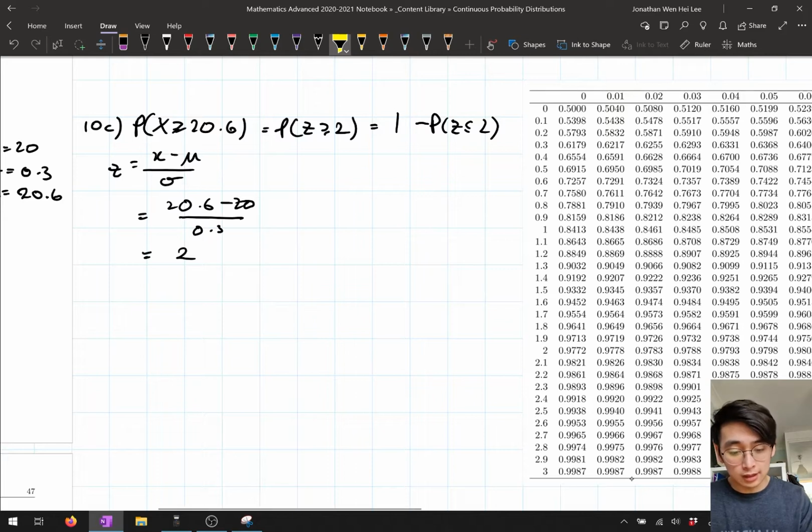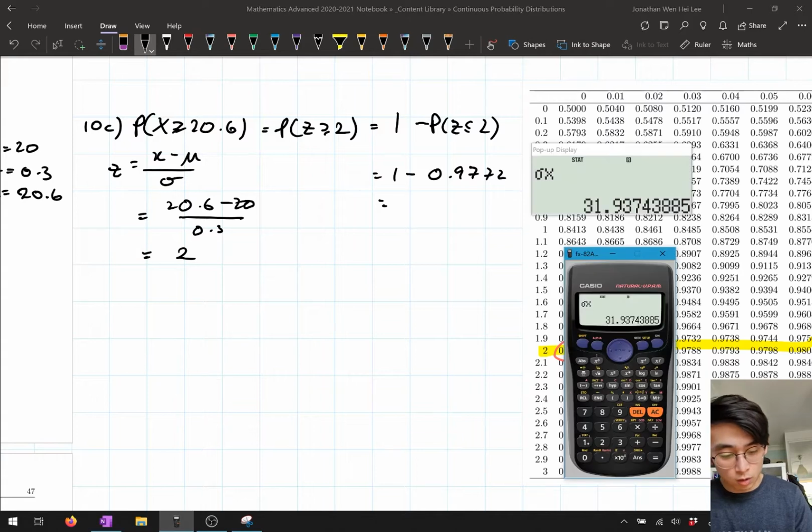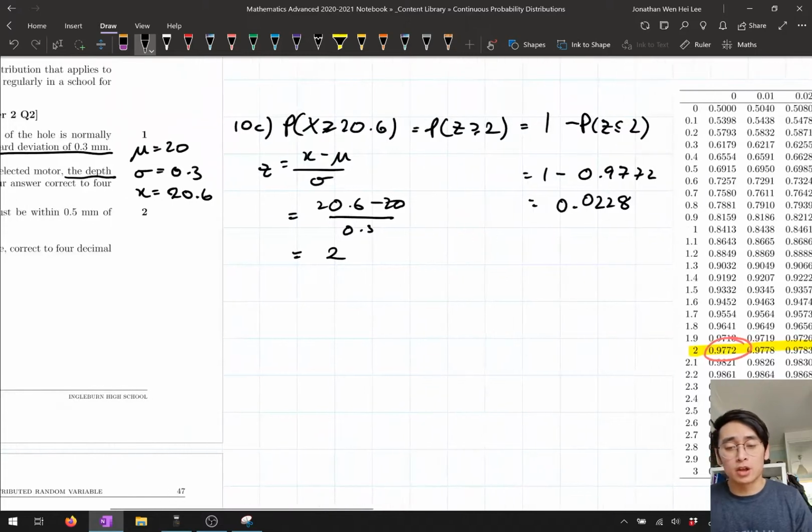But let's have a look here. So this is just going to be, my first digit is 2. It's this whole row here, and because we don't have any digits after that, it's just going to be this first value over here. So for this one, we're going to have 1 minus 0.9772. Let's put this in the calculator. 1 minus 0.9772. So that's, let me just check that, 0.0228. Okay, first question. There we go.